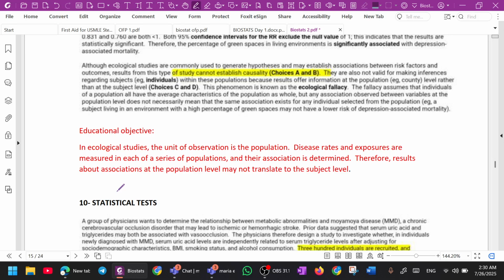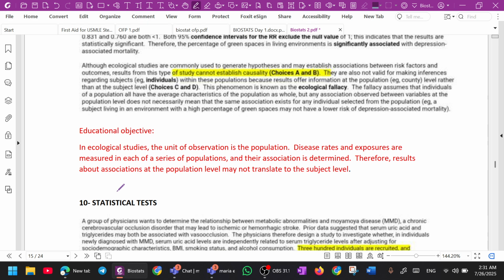That's why C and D say an individual living in such a place doesn't have whatever. They're talking about the individual, but the study design is ecological. So you cannot infer that the individual living in that space has depression, because the study is not about individuals, it's about big counties. Not all countries have counties, true, but anyway, they're just assuming it's the US.